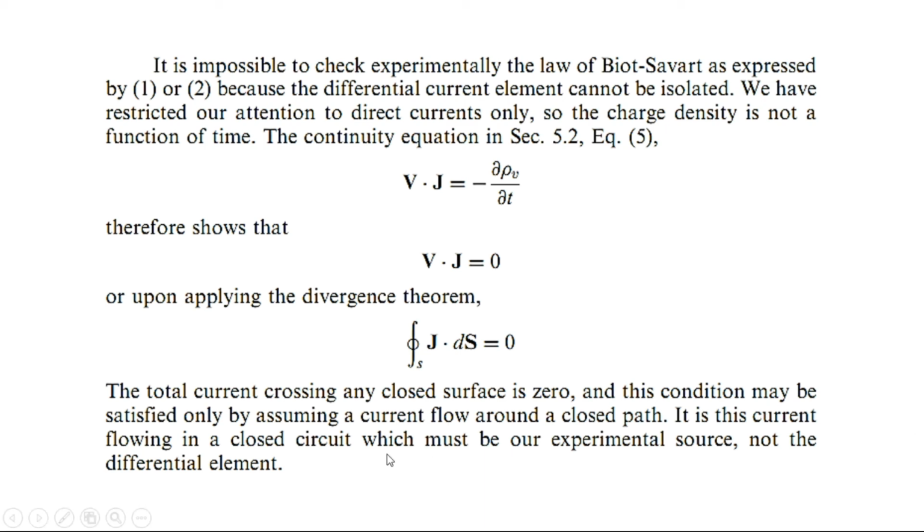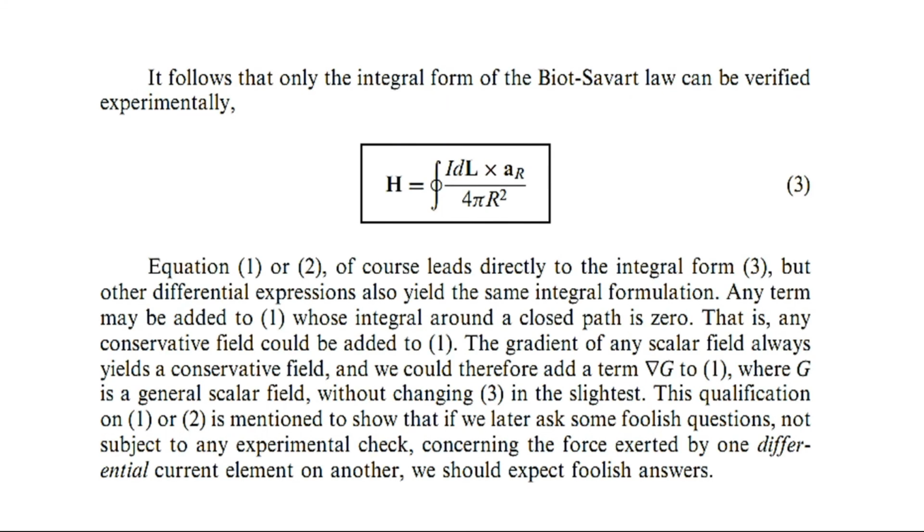So it is this current flowing in a closed circuit which must be our experimental source, not the differential element, because we cannot isolate the differential element from the filamentary conductor. Now we can write the integral form of the Biot-Savart law. It follows that only the integral form of the Biot-Savart law can be verified experimentally. This is the integral form of the Biot-Savart law.